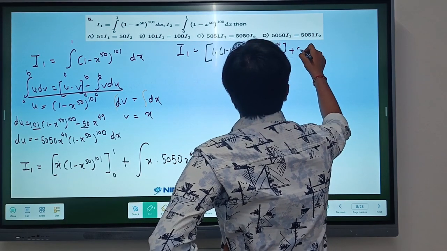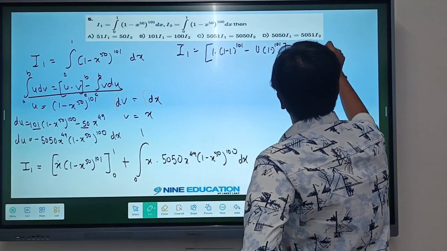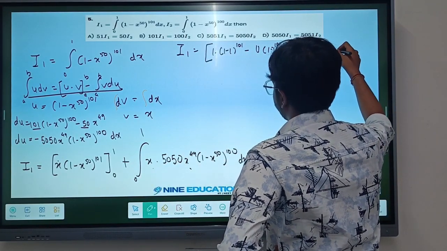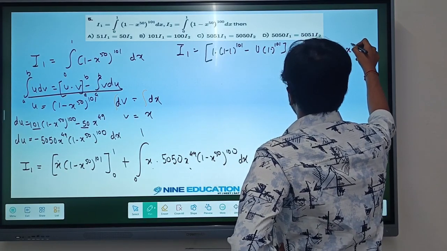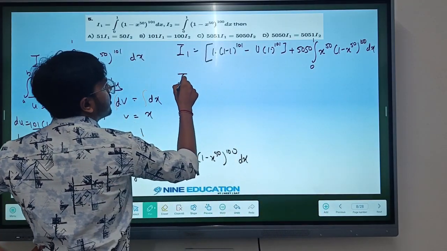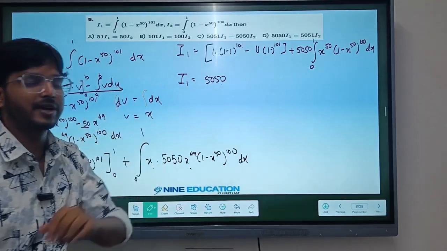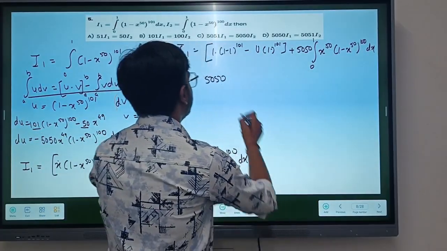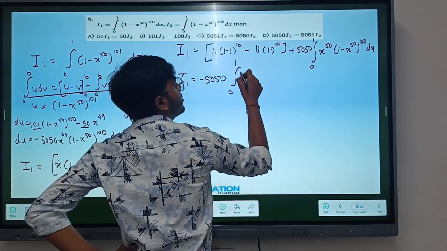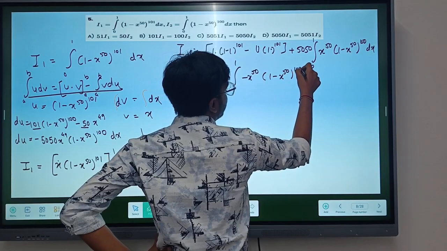Plus 5050 is a constant, comes outside, limits remain the same, 0 to 1, and what is there? x into x^49, so I can write it as x^50 into (1 minus x^50)^100 dx. So this becomes 0, and I1 is equal to 5050 times that integral. Now still it is not in the form of I2. I have to get it in the form of I2. So what can I do? I'll write it as minus 5050, 0 to 1, minus x^50 into (1 minus x^50)^100 dx.